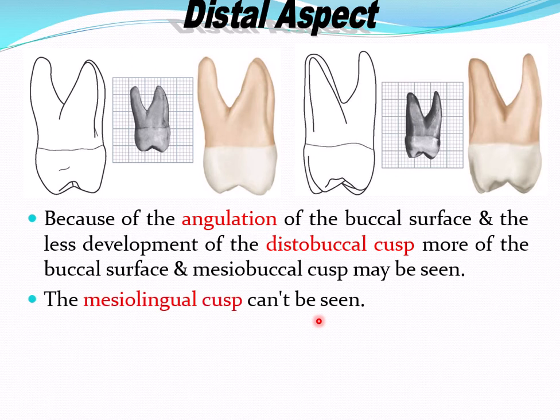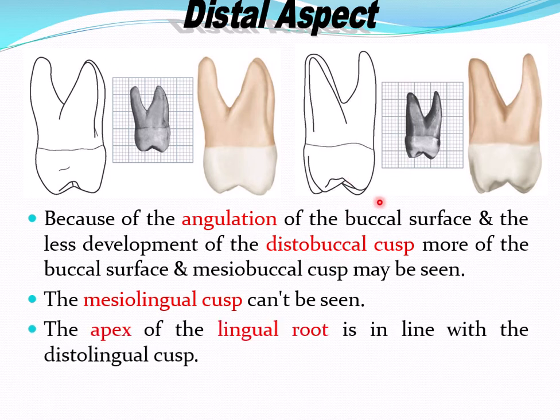The mesiolingual cast couldn't be seen. I can't see the mesiolingual cast from this aspect. Another important difference: the apex of the lingual root. This is the lingual root, and the apex of the lingual root is in line with the distolingual cast.